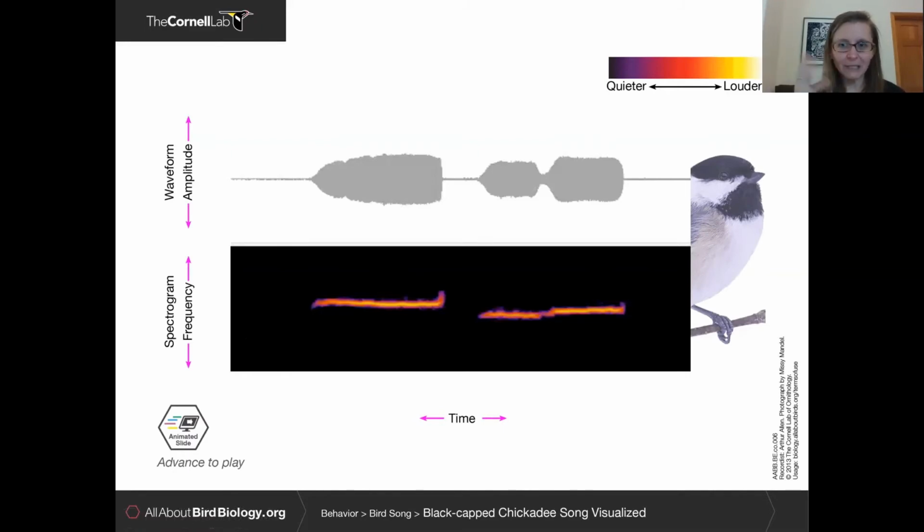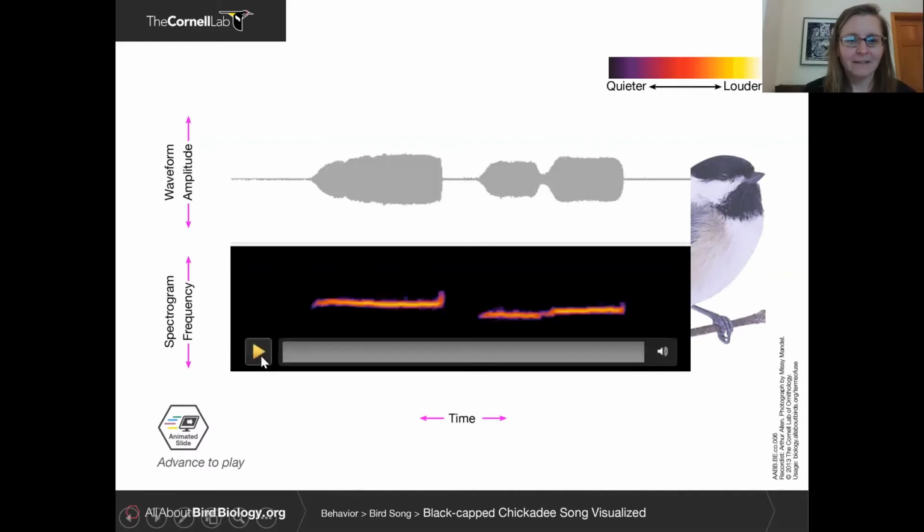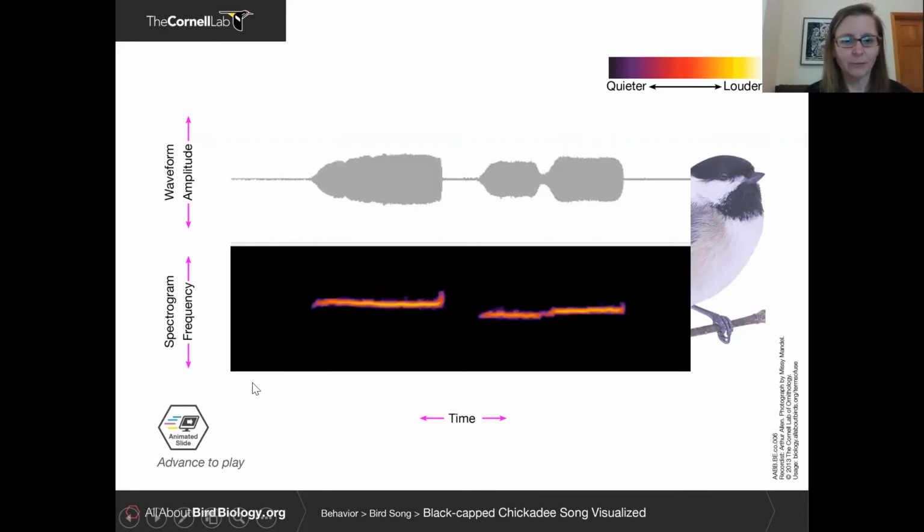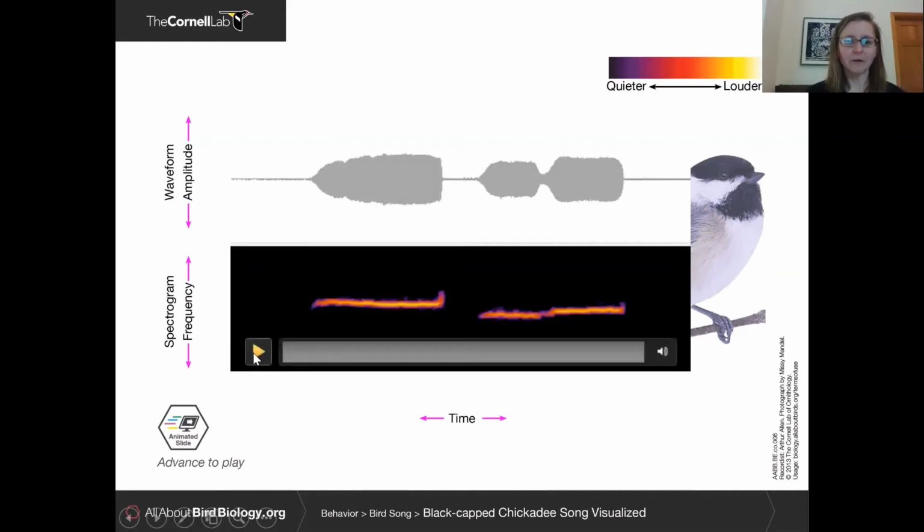We may not know the pitch just yet because it's not showing it to us, but think of, by looking at those lines, what it might sound like. Okay. I'll also point out before I play it that you can actually look at this shading here and compare it to the waveform to see the shifts in volume. So I'm going to play this song now.